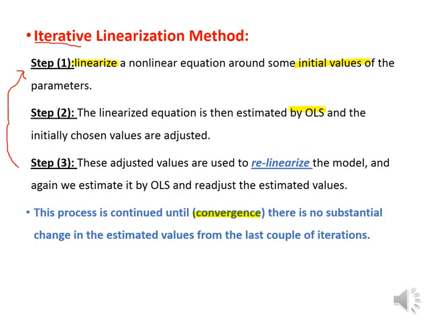The last couple of iterations gave me approximately equal values. The difference between them is approximately equal to 0. That's the meaning of convergence. So this process is continued until convergence.